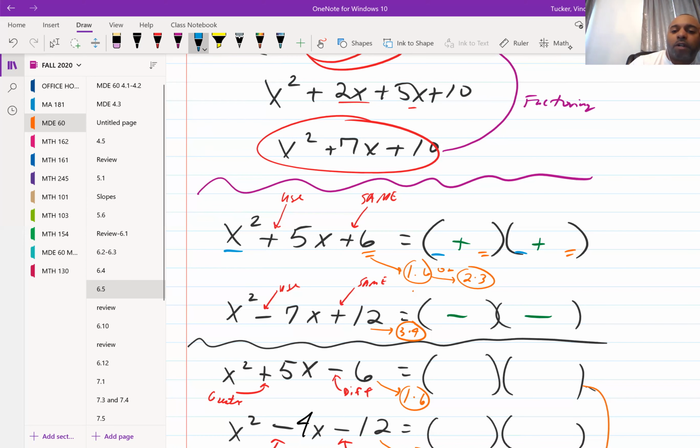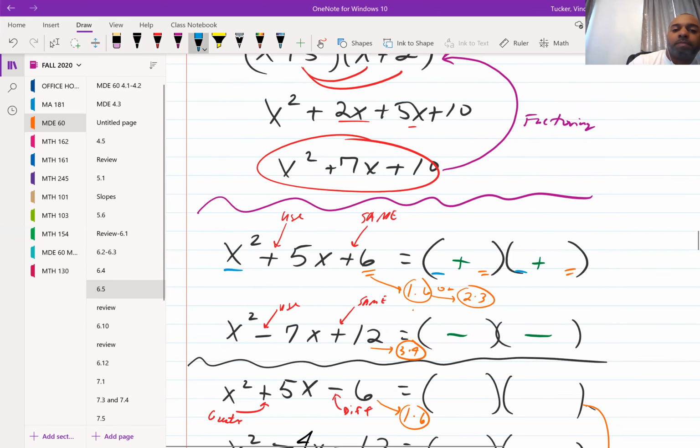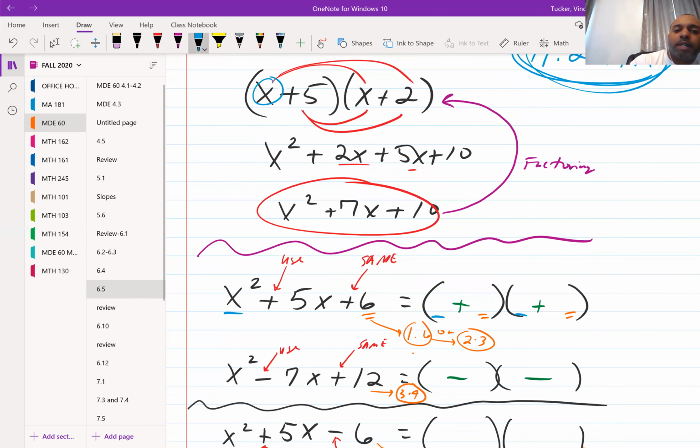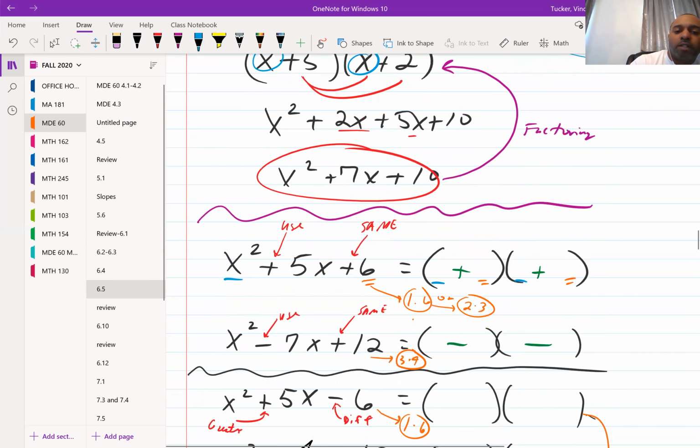So now, as far as filling in the rest of the parentheses or rest of our binomial, remember x times x is what gave me x squared. So that's what we're going first for both of them, x and x. That's how you get x squared. Now we need the factors of 6, two numbers that multiply to give you 6, but will add together to give you 5 in the middle, and that's going to be 2 and 3.